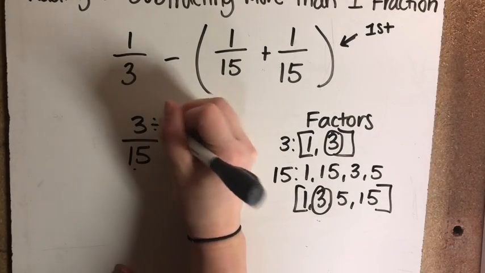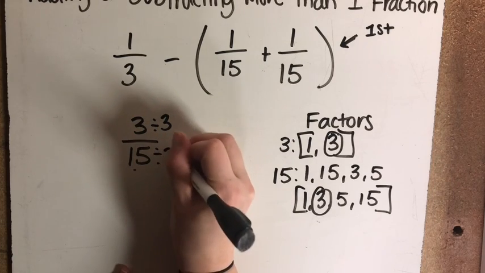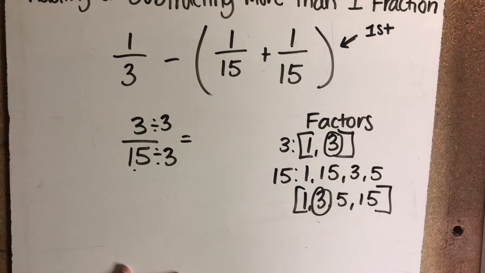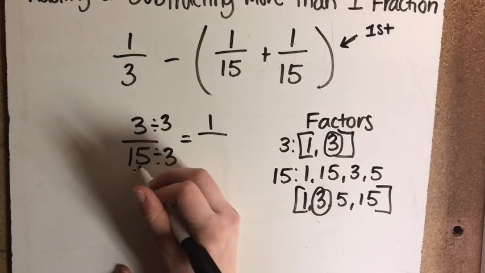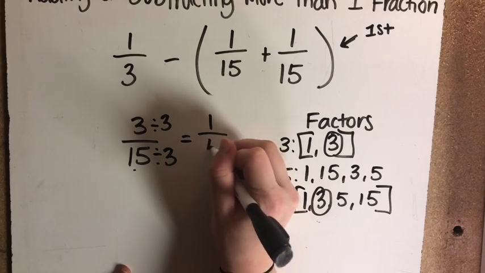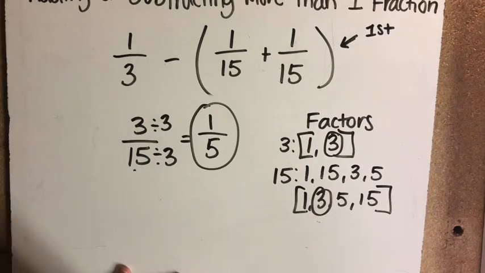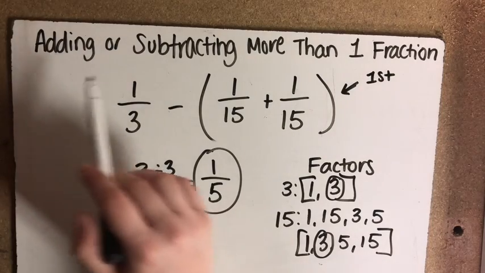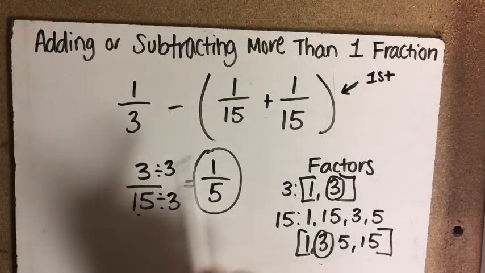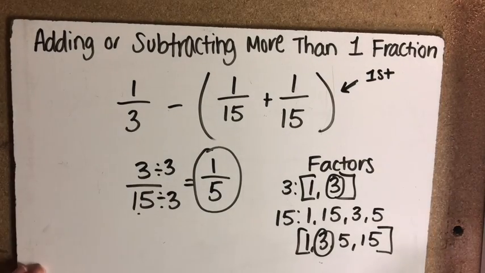So I can divide 3 out of my numerator and my denominator. So as a simplified fraction, I would get 3 divided by 3 is 1. 15 divided by 3 is 5. So you get 1/5 as your simplified answer. Okay, so that is how to add and subtract with more than one fraction. Okay?